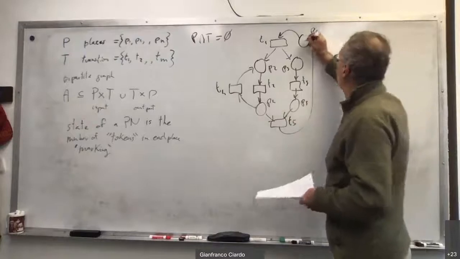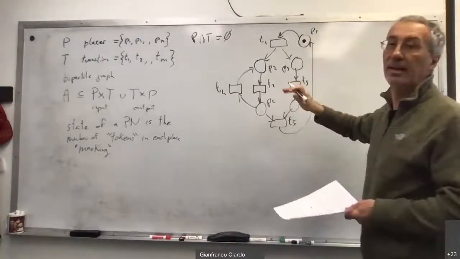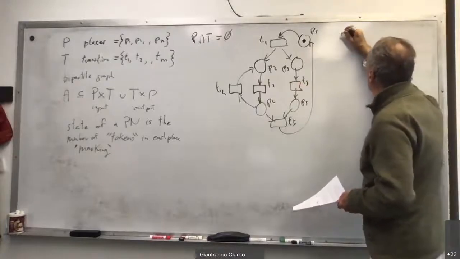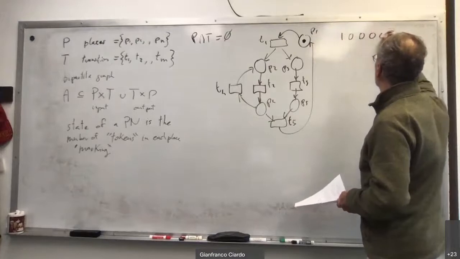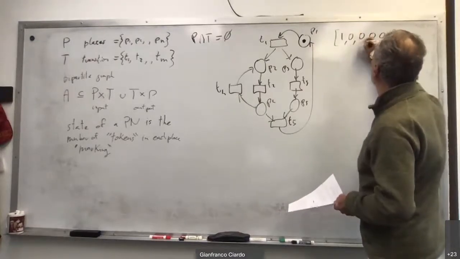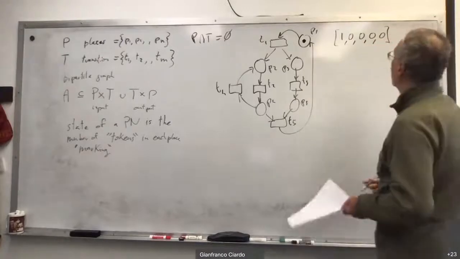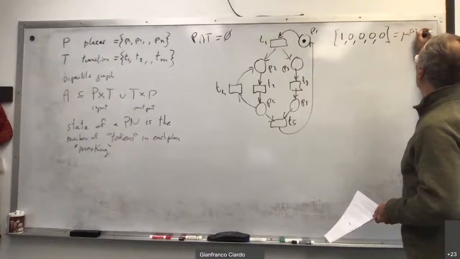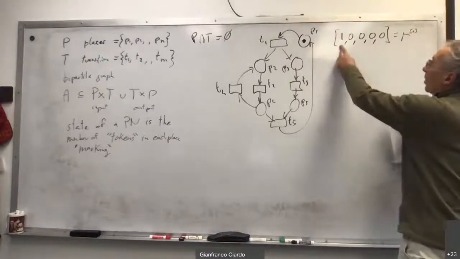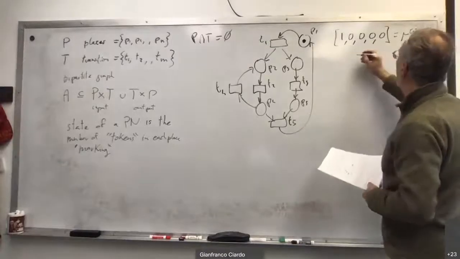Okay. If I want to do this instead, the initial marking is what? Well, it is 1 in P1, 0, 0, 0, 0 in the others. And it is a vector of size n, the number of places, right? So this tells you that the initial marking, we can call it mu0, has 1 token in place 1 and 0 tokens elsewhere.